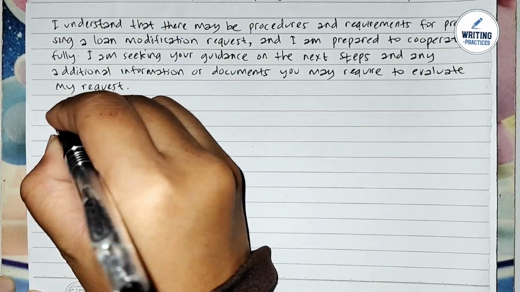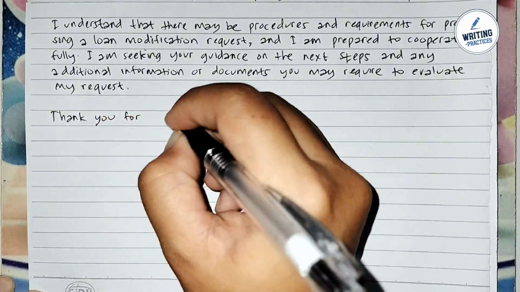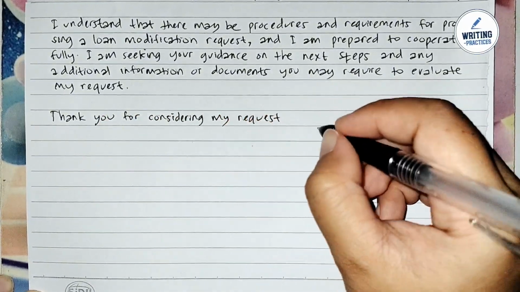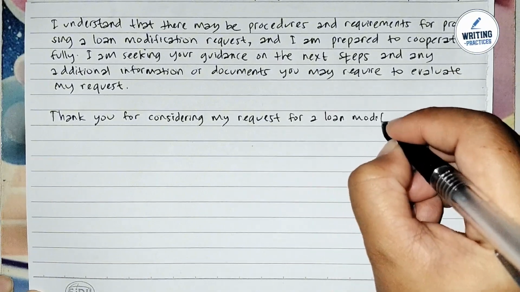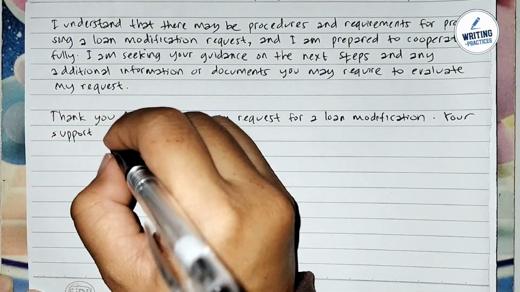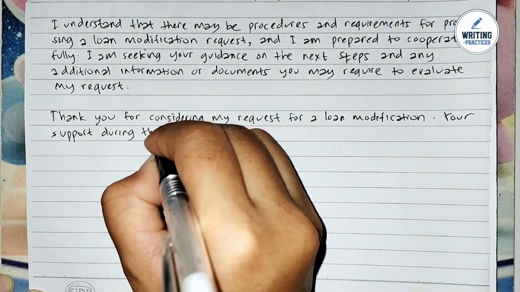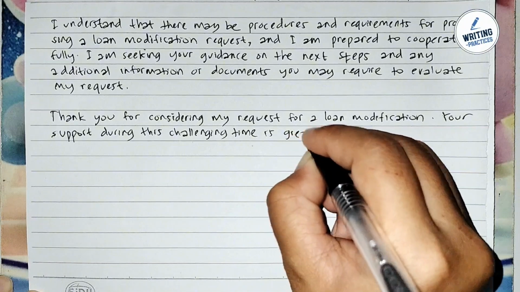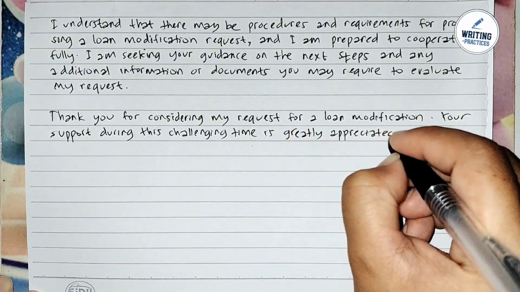In the last paragraph, which is the closing paragraph, write an expression of gratitude. Thank the lender for considering the request, and express appreciation for their support during the challenging time. For example, you may simply write, "Thank you for considering my request for a loan modification. Your support during this challenging time is greatly appreciated."